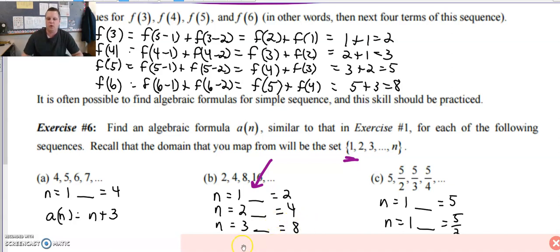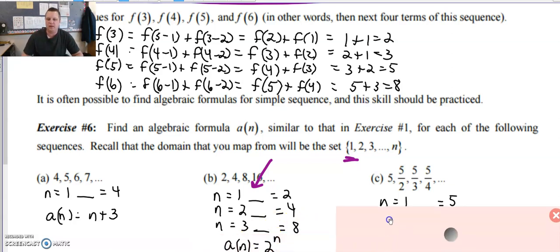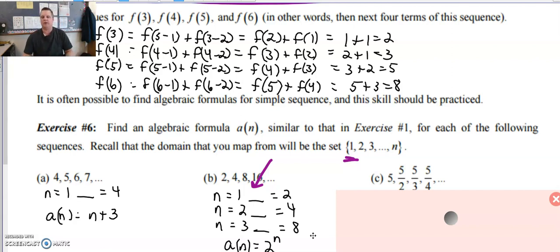Okay, so what happened was you are raising it to the n power. Okay, 2 to the n power, 2 to the first power is 2, 2 squared is 4, 2 cubed is 8. Okay, so these are where you need to know your bases, what's going on.